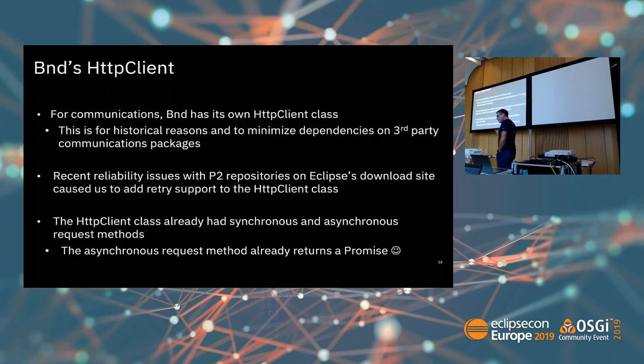So inside the BND project, we've long had our own HTTP client class, right? So we've had this for a long time. BND's had to run on a variety of different flavors of Java. So we can't, of course, use the new HTTP client in JDK 11 because we have to run on other versions of Java. And we've used this to minimize our dependency on third-party packages too, because we wanted to keep BND as compact as possible, because a lot of people use it inside their other tools.